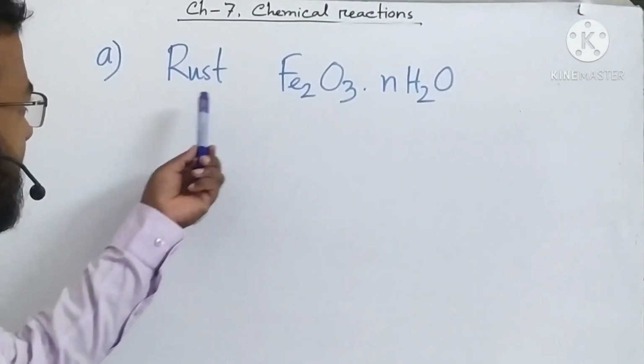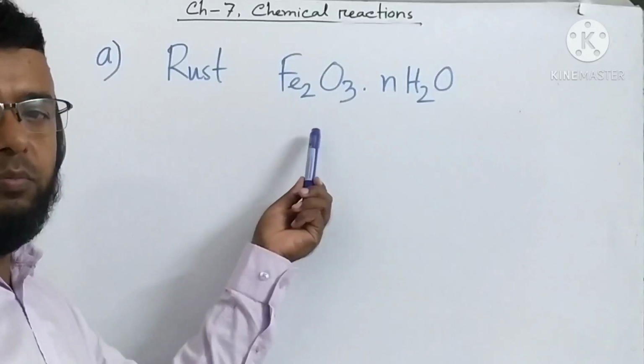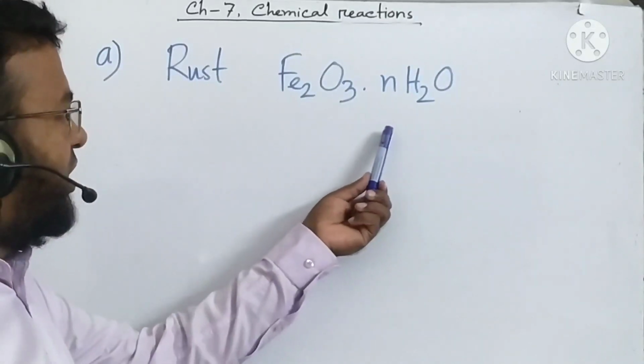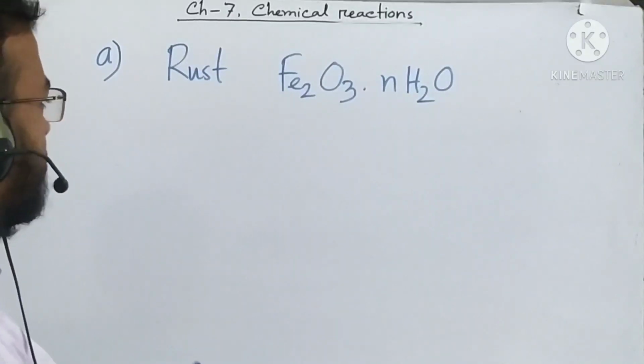Okay, now how is rust formed? Iron undergoes reaction with oxygen and water vapor and produces ferric oxide, and that ferric oxide forms rust. Okay, number B question.